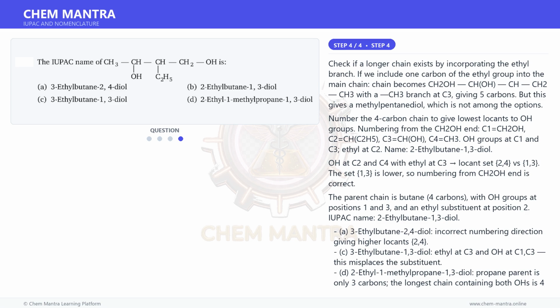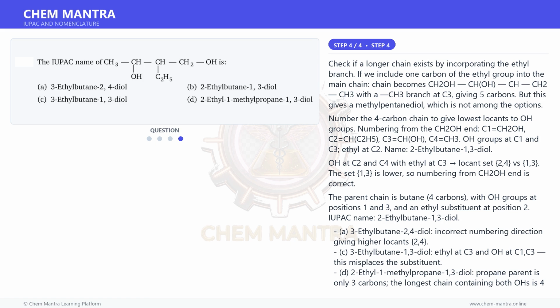If we include 1 carbon of the ethyl group, the main chain becomes CH2OH, CH, CH(OH), CH2, CH3 with a CH3 branch at C3, giving 5 carbons. But this gives a methyl pentadiol, which is not among the options. Number the 4-carbon chain to give lowest locants to OH groups.